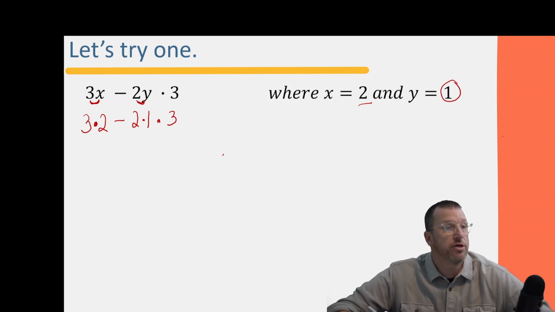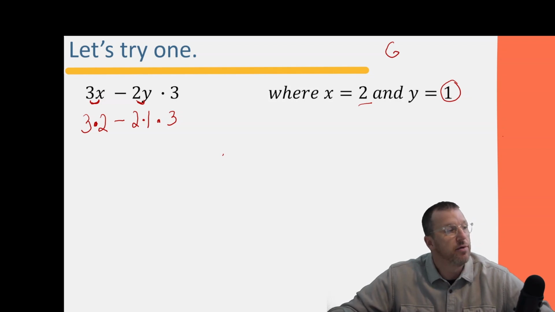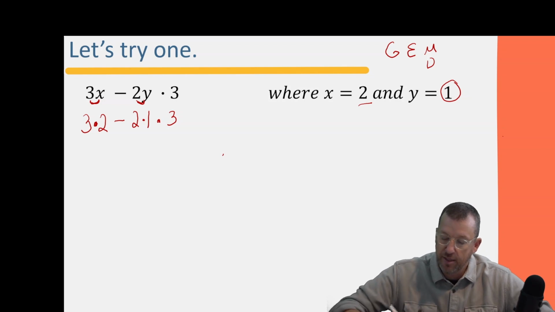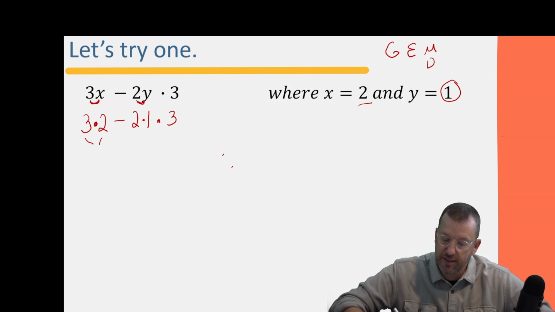Okay? So now we're going to use our GEMDAS, order of operations. We're going to go, do we have any groupings? Well, there are not any. There's no parentheses or brackets or absolute value. Do you see any exponents? Nope, there's no exponents. Do you see any multiplication or division? In this case, yes, we do. We see it twice, okay? So we do our left to right rule, and we say, let's do this one first. What's 3 times 2? Well, that is 6, okay?